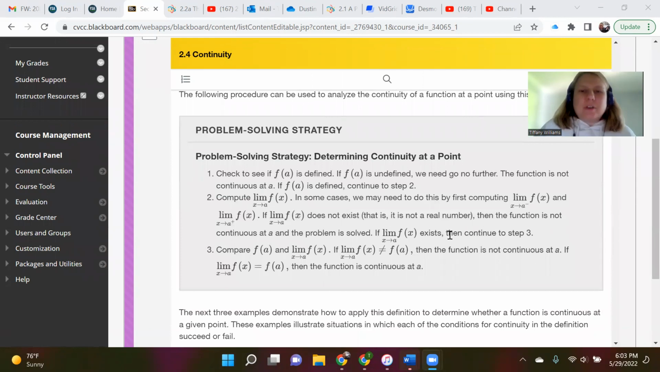Let's talk about the problem-solving strategy for this. You're going to check to see if f of a is defined. If f of a is undefined, we need to go no further. This function is not continuous.